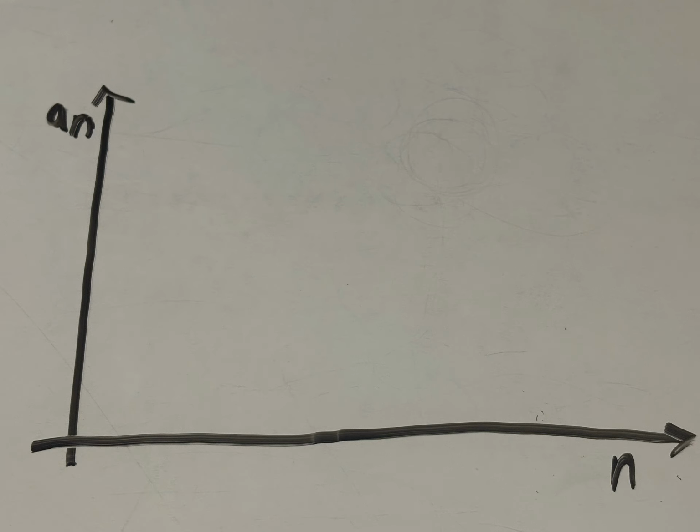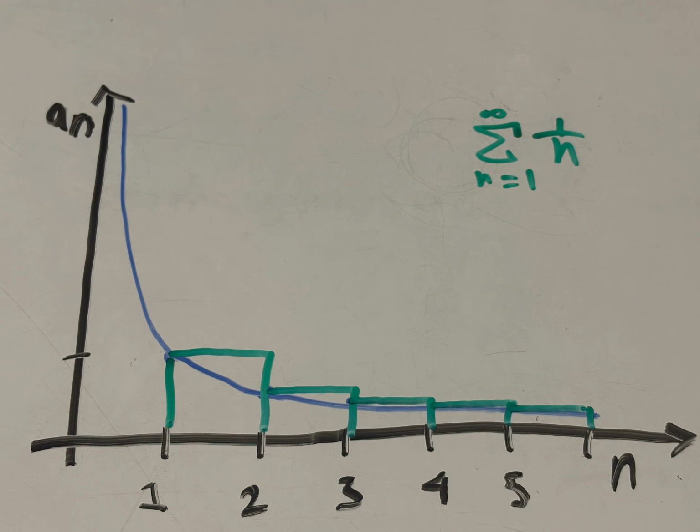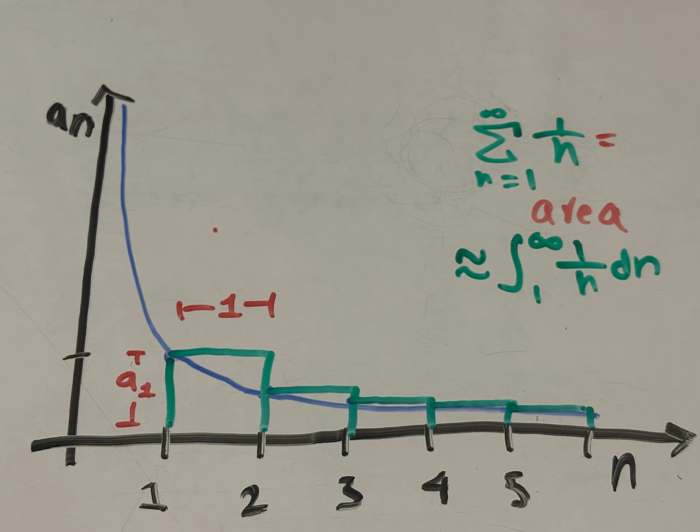If we plot for, say, 1 over n, we get this graph. Now, if we want to visualize the sum of each term in the series, we can make a bunch of rectangles. These rectangles have width 1 and height a of n. This area is the sum of the series, and it can be roughly estimated with the integral.